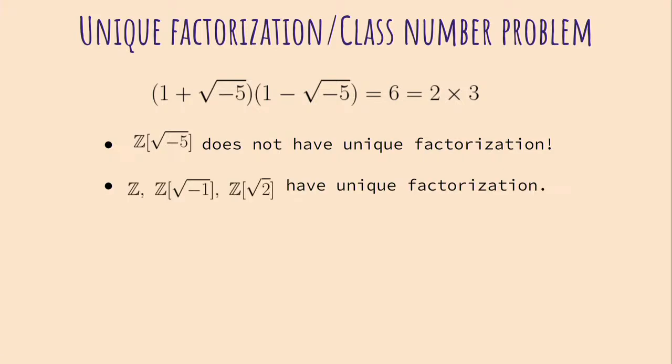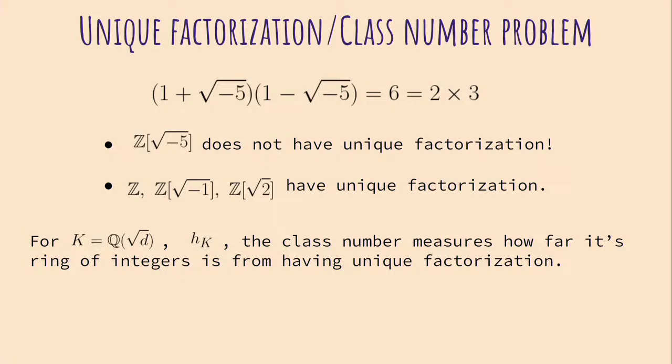However, rings such as Z[root minus 1] and Z[root 2] all have unique factorization. Now, there is a constant called the class number, which captures how far your ring is from having unique factorization. If the class number is 1, that means it has unique factorization, and if it is greater than 1, then the larger it is, the farther you are from unique factorization. In this context, Gauss made a conjecture that if d goes to negative infinity, then the class number goes to infinity. Okay, so that's the story, but where does the Riemann hypothesis come in?